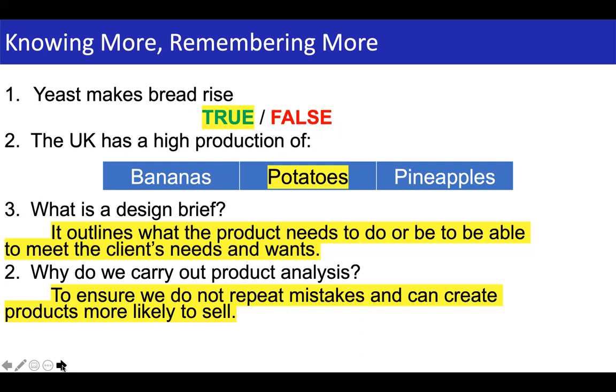What is a design brief? It outlines what the product needs to be to be able to meet the client's needs and wants. And why do we carry out a product analysis? To ensure we do not repeat mistakes and can create products that are more likely to sell. So for question 3, if you've talked about what the client or the customer wants or needs, then you've got the answer right. And for question 4, not question 2, as it says on the screen, it's about a product analysis means we don't make repeat mistakes and we can create something that's more likely to sell, something that is unique and isn't on the market already. How many did you get right? Well done if you got 4 out of 4.